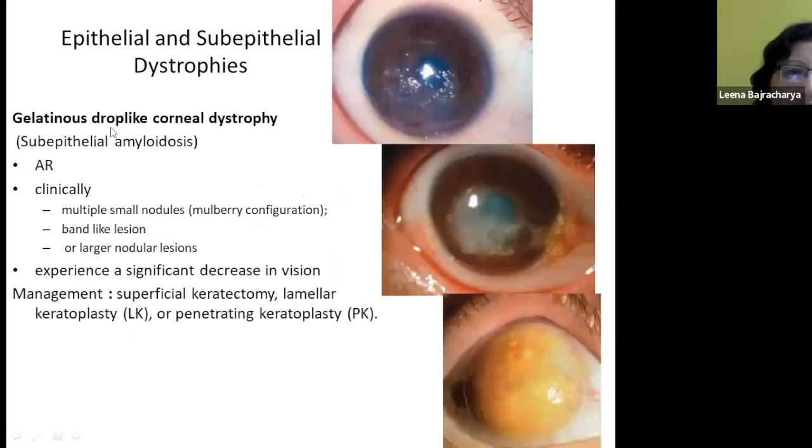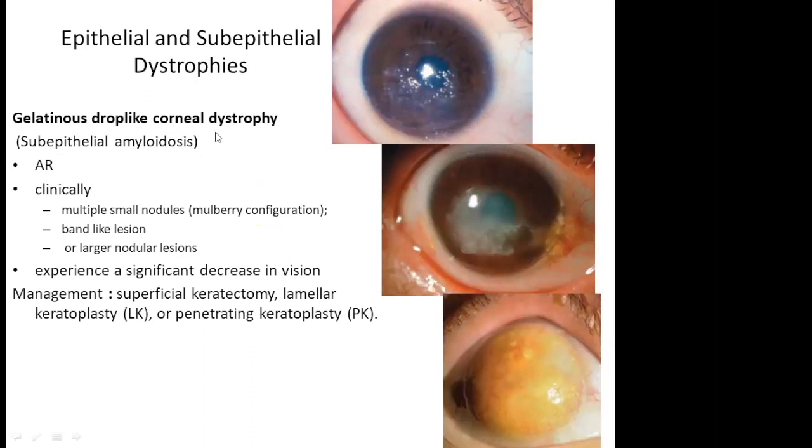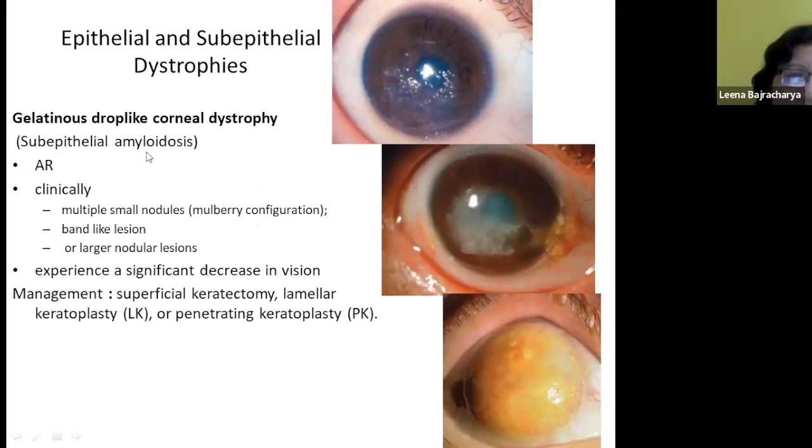So gelatinous drop-like corneal dystrophy is autosomal recessive, and clinically there are three patterns, like vesicles and diffuse scarring, and again advanced type of dystrophy. So these all come under various types of gelatinous drop-like dystrophy. And the deposition is amyloid deposit. Treatment is deep anterior lamellar keratoplasty or penetrating keratoplasty.